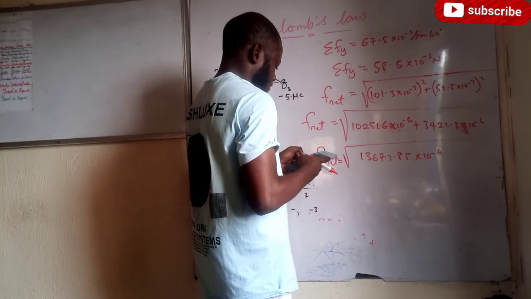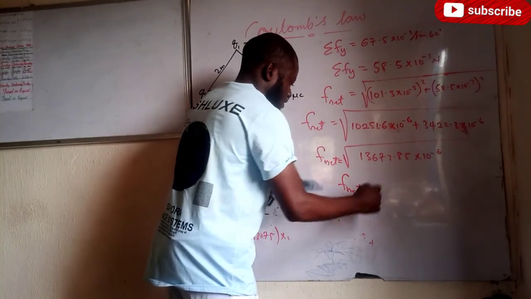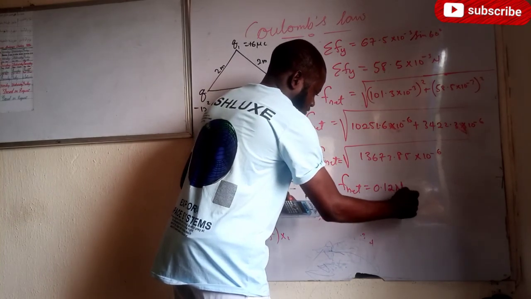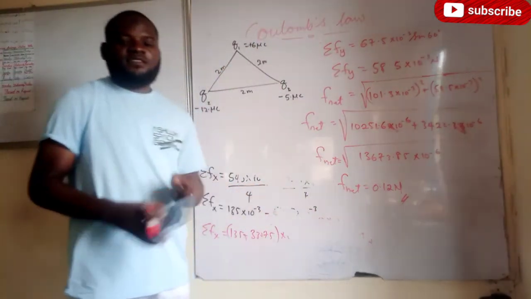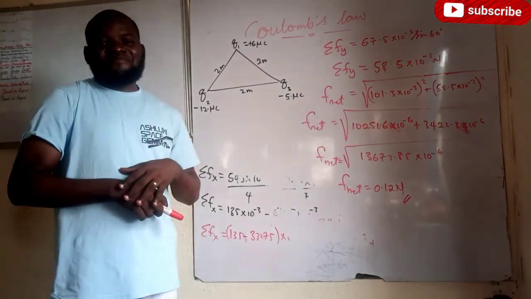So the square root of our results. So the net electrostatic force is equal to 0.12 Newton. So that's our result. It's as simple as that. So at this junction, we call it a day.